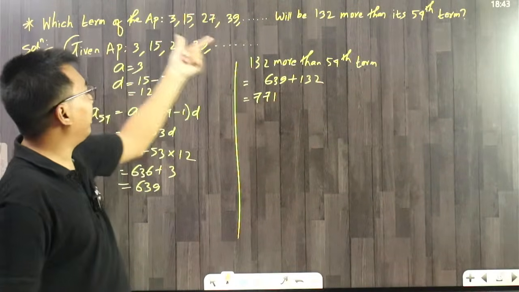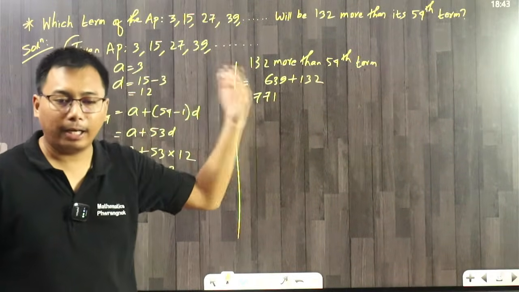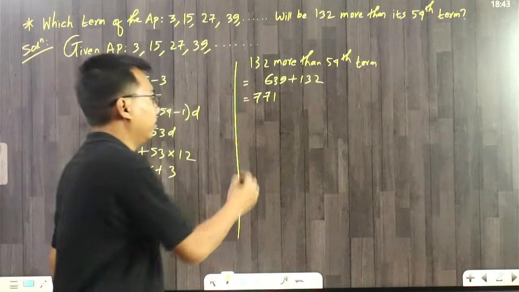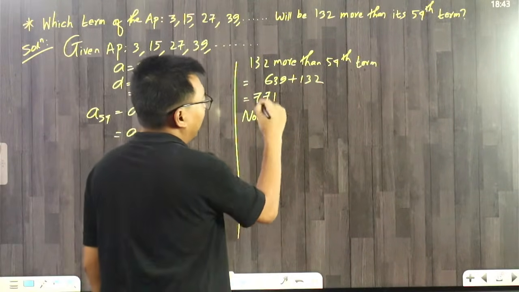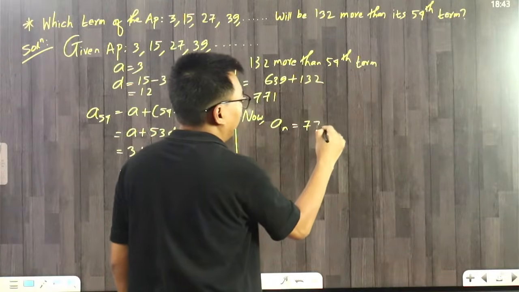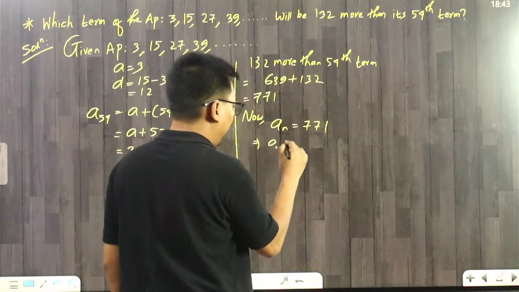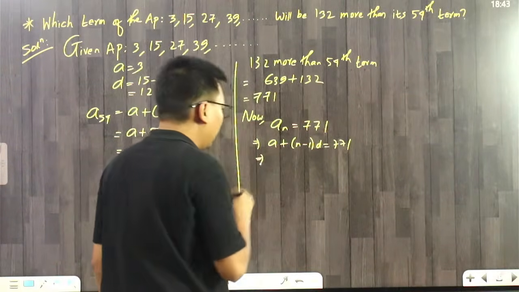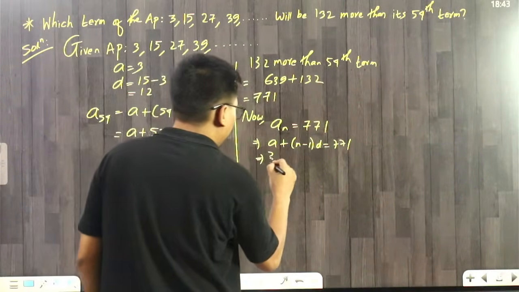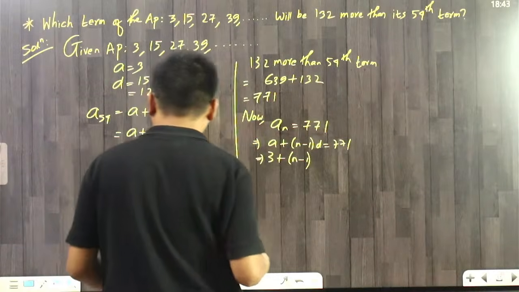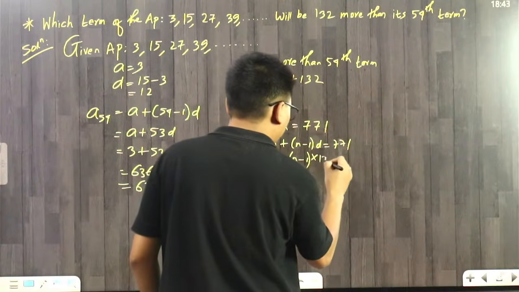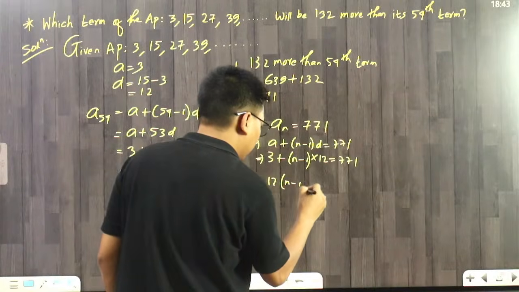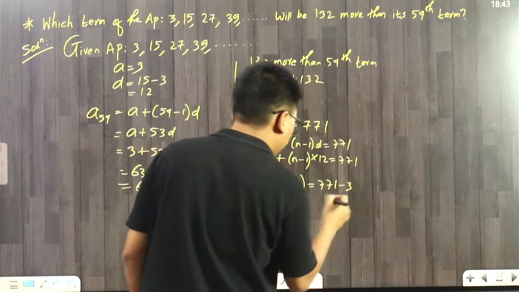So which term of the AP is 771? We have to find out 771 is which number term. So let us assume that this is the last term. So an is equal to 771. What is the formula for n? A plus n minus 1 into d is equal to 771. A is 3, plus n minus 1 into D, D is 12, equal to 771. So 12 into n minus 1 equal to 771 minus 3.